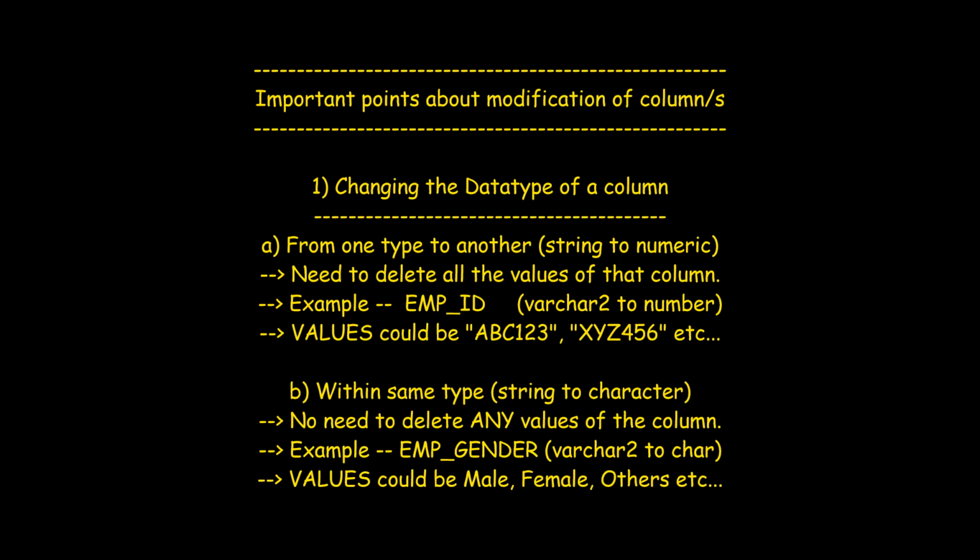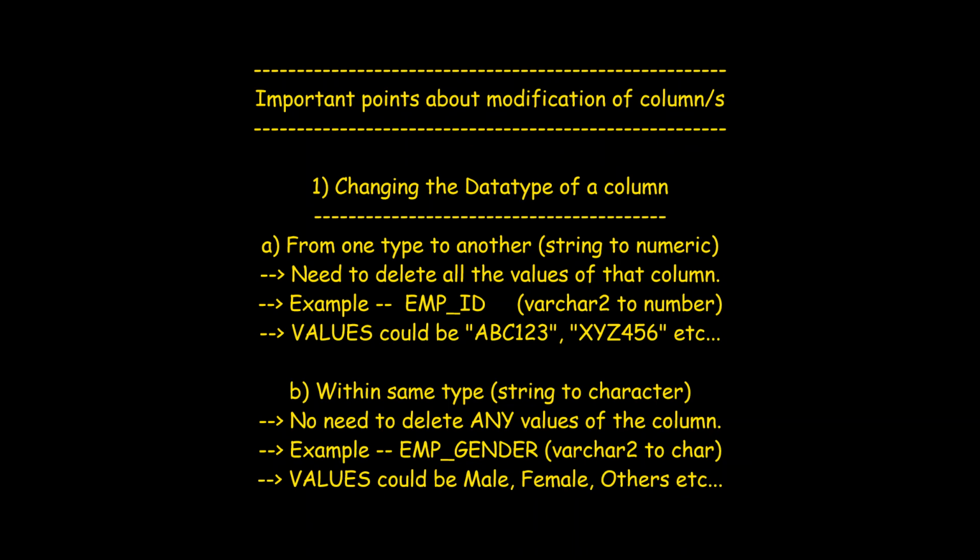Now let's suppose that the emp_id column is of varchar type and consists of data like abc123, xyz456. Now let's suppose that the client requirement has changed and now they want only numbers in this column. So now you have to change the data type to number. But the database won't allow you to change the data type directly since the values consist of characters like ABC, XYZ. So first we have to delete all the values from that column and then we can change the data type.